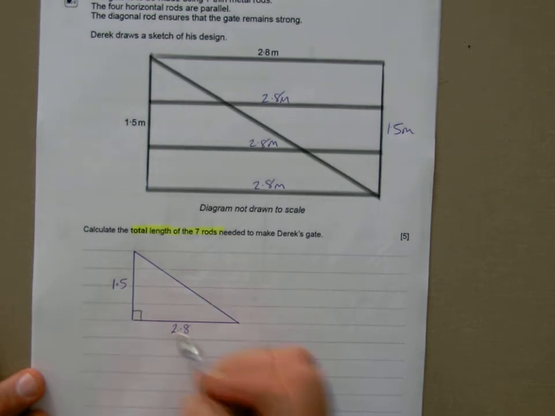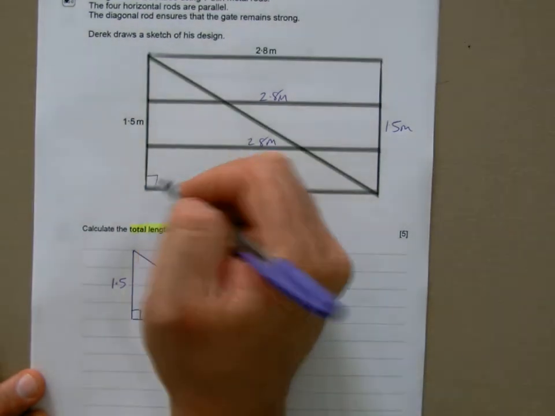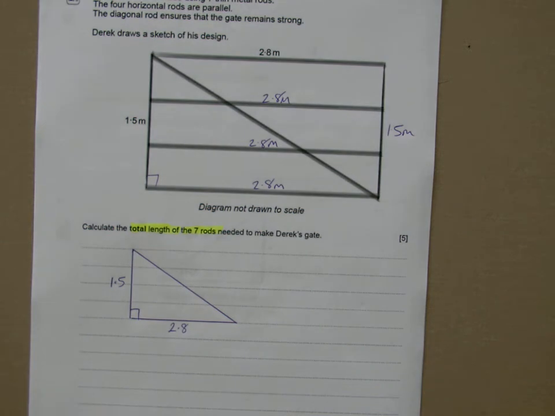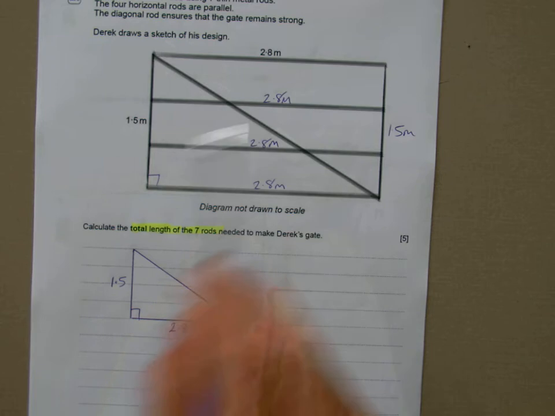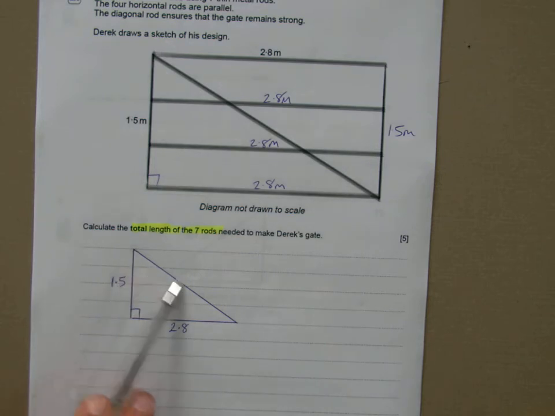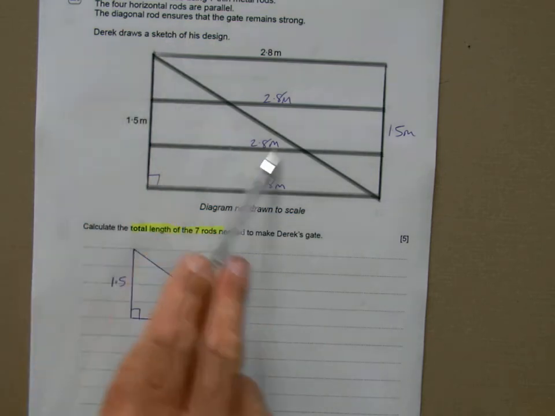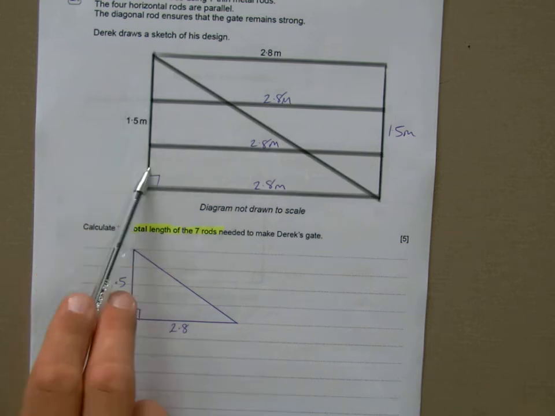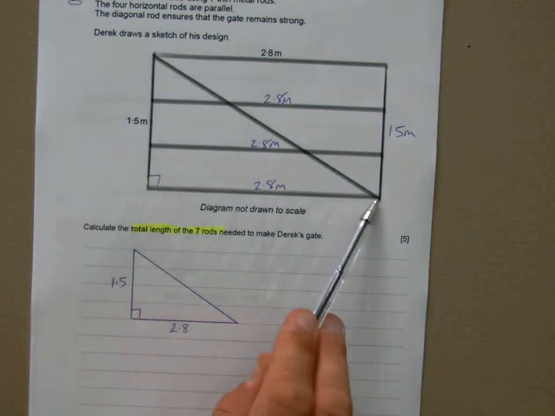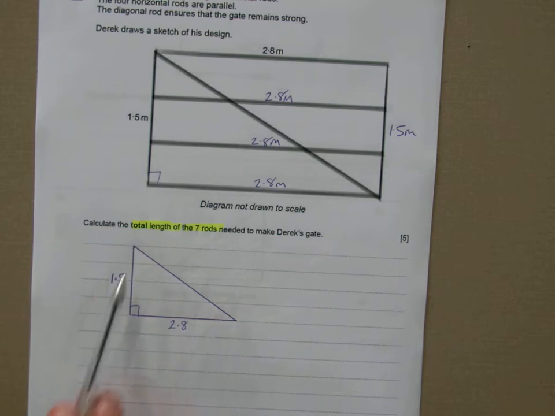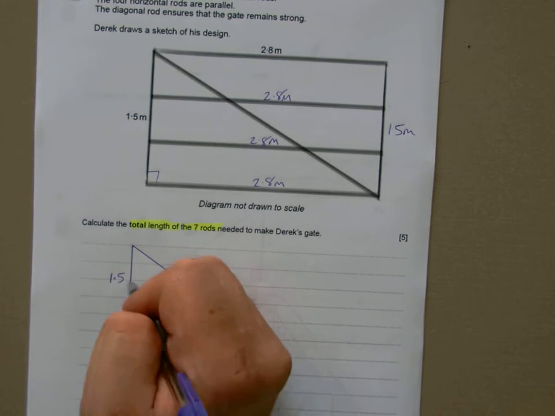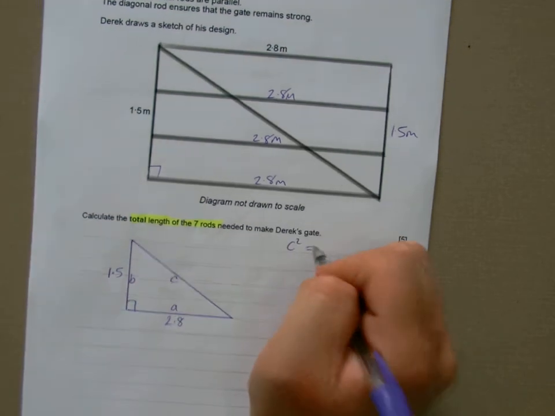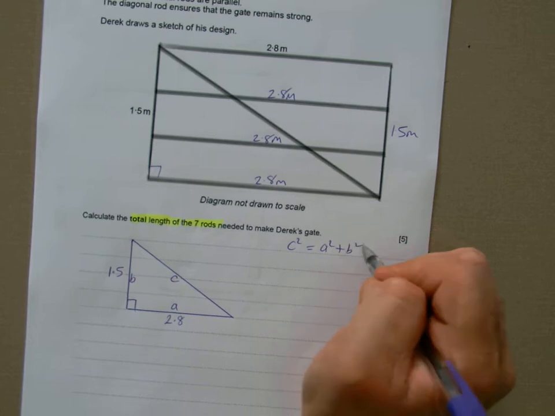I'm going to put a right angle here, because there's a right angle here. It's what you'd expect with a gate, and we're told these are horizontal, these are vertical. And then we want the diagonal, that diagonal rod there. So I'm using that vertical, the horizontal one, and then the diagonal rod. You can see then, triangle, Pythagoras, that side will be labelled C, and the other 2 sides A and B. So C squared is equal to A squared plus B squared.